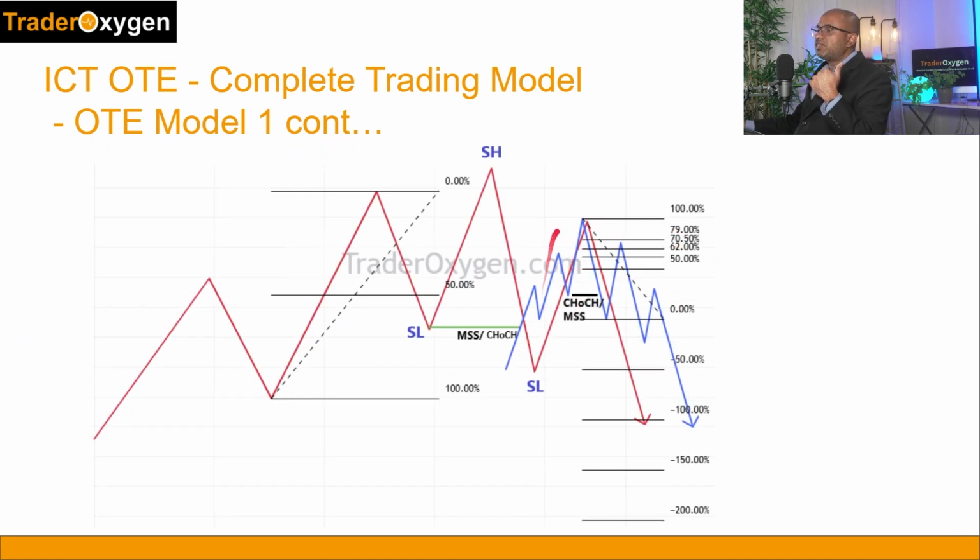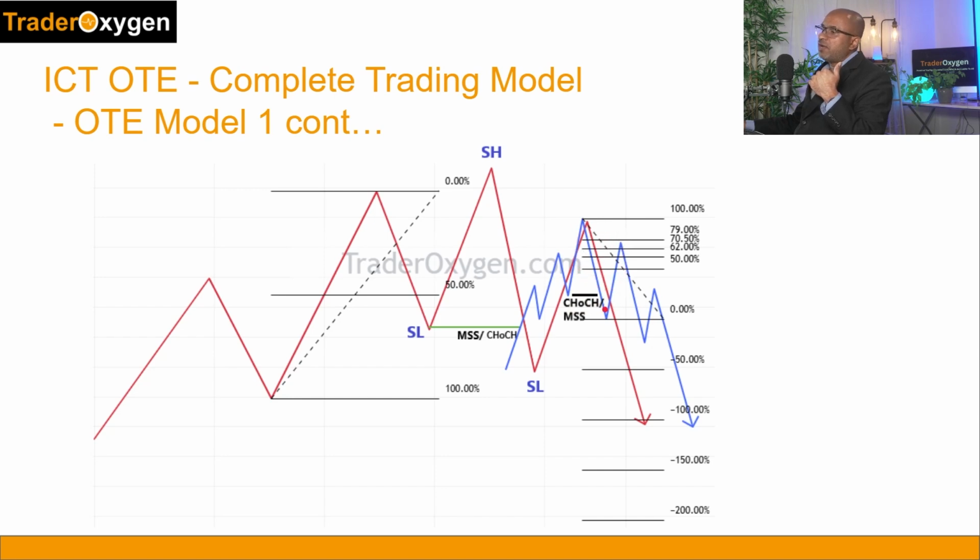So the blue color chart is a lower time frame. So now putting everything together, the higher time frame has made a market structure shift, a change of character. Then when you go to the lower time frame, you can see in this area, the lower time frame is also making a change of character or market structure shift.